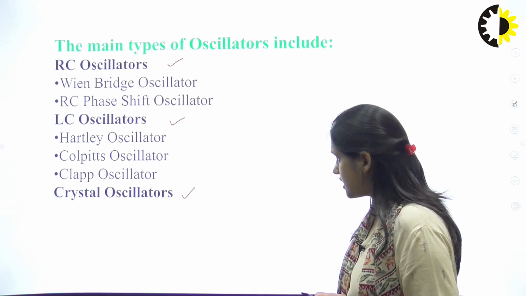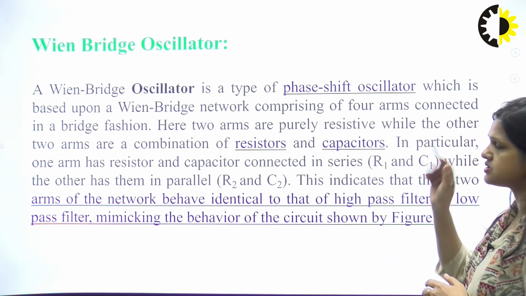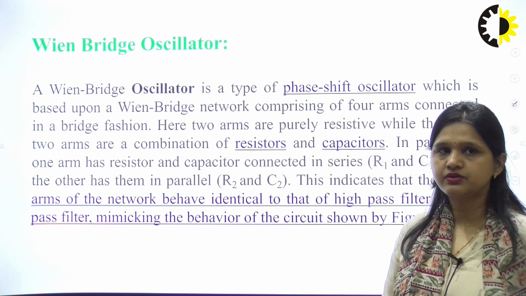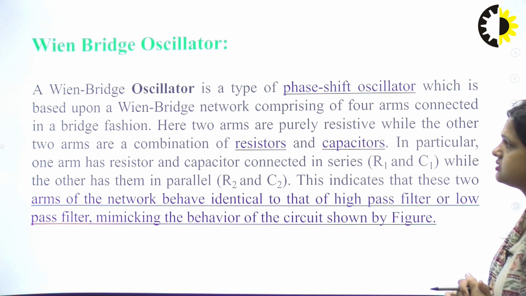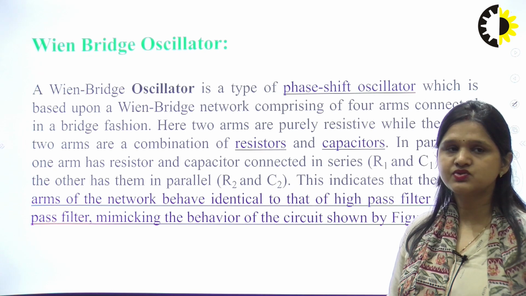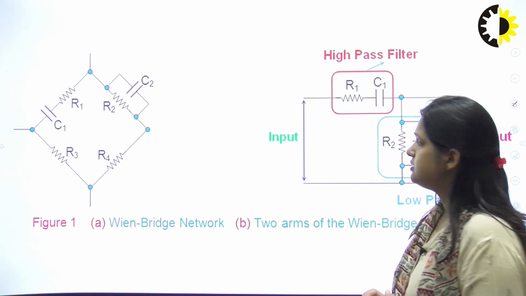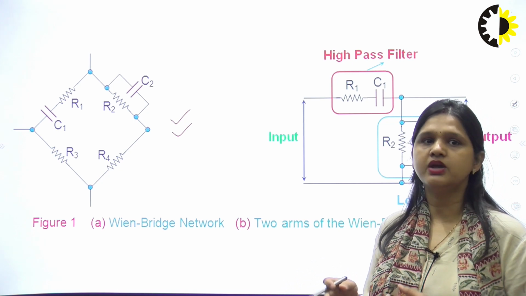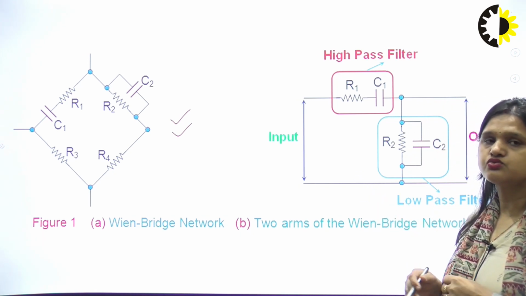So first we will see the RC oscillator, and the first type of RC oscillator is known as the Wien bridge oscillator. This is a type of phase shift oscillator again, because here we introduce the phase shift using the feedback network. Here in the feedback we use a combination of R and C. In the Wien bridge oscillator, there are two arms which are purely passive. One is made up of R and C connected in series, and another is made up of R and C connected in parallel. Basically the Wien bridge oscillator is made up of this Wien bridge network. That's why the name is Wien bridge network. Wien is the name of a scientist as well. So this Wien bridge network is used to design the oscillator.